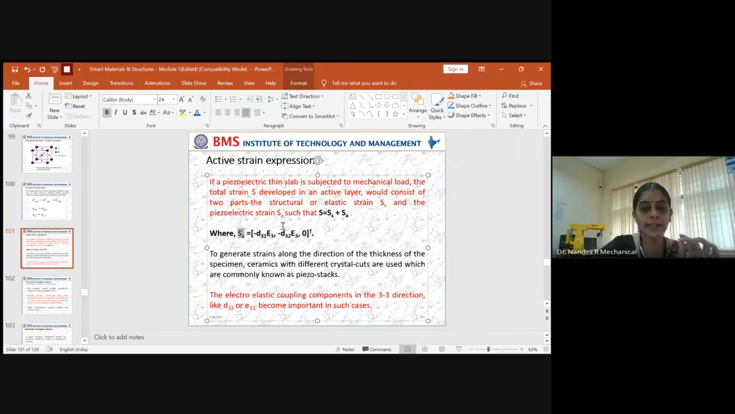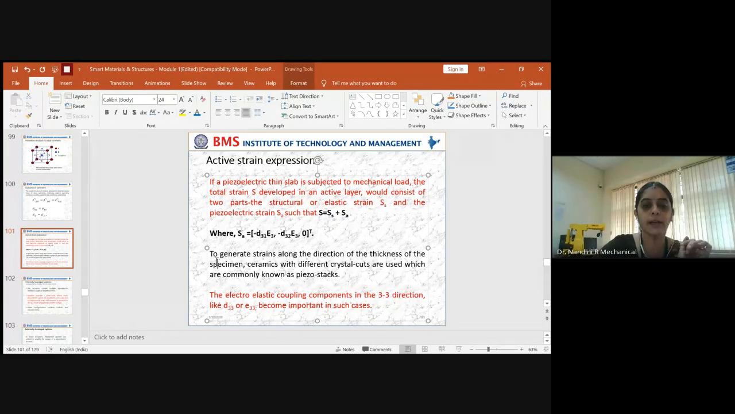So in these cases, the piezoelectric coupling components such as D33 or E33 will be the important phenomenon in the direction of the third plane. So you have one plane in which the electric field will usually be applied, the third plane in which the polarization will be taking place, and the second plane in which we usually measure the thickness of the given slab. Okay, so these are the general things you have to keep in mind.